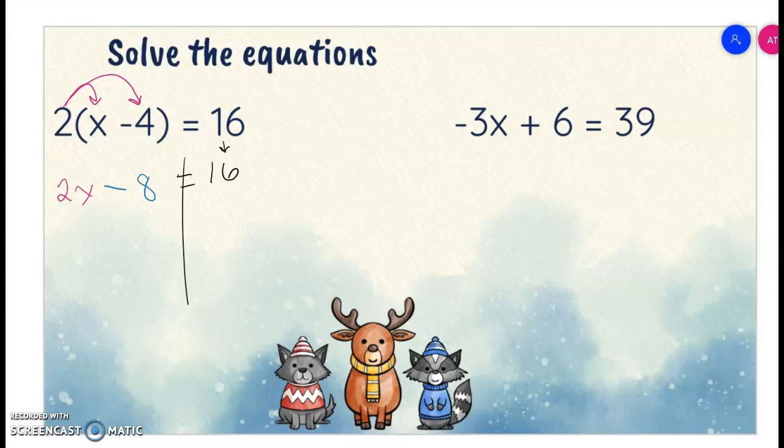So when we're solving equations, we're solving for x, or y, or q, or whatever letter it is. So I need to get this 2x by itself. I need to get rid of this negative 8. The opposite of a negative 8 is a positive 8. So I'm going to add 8 on both sides because I want this completely gone. So that way I'm just left with 2x.